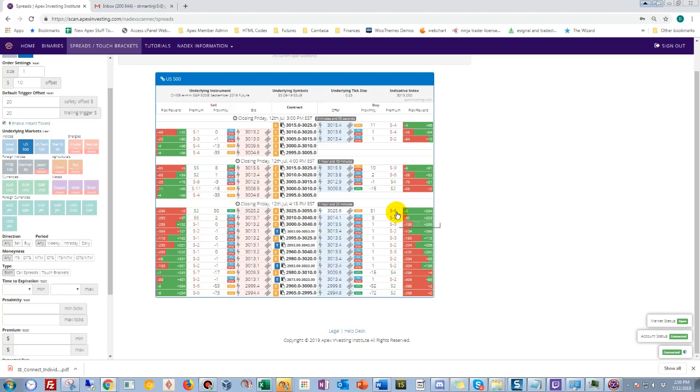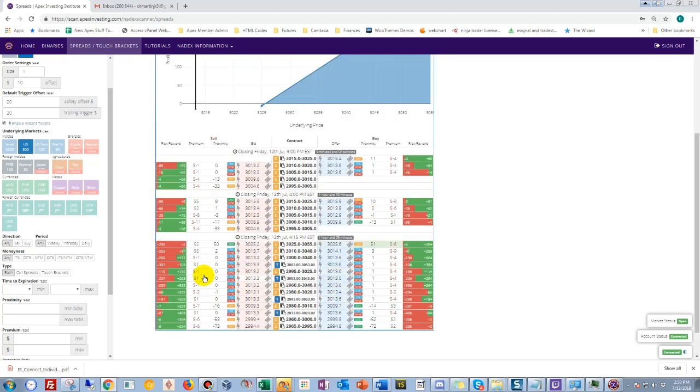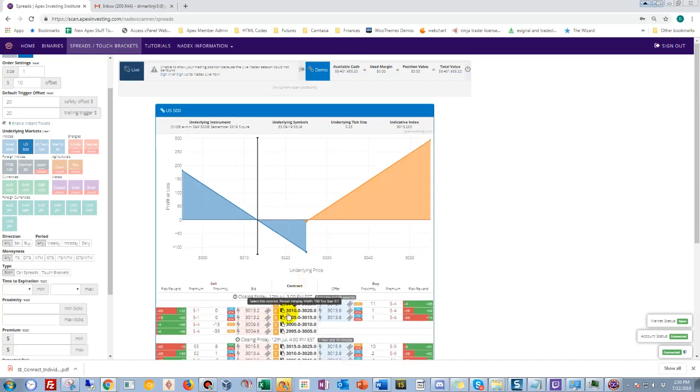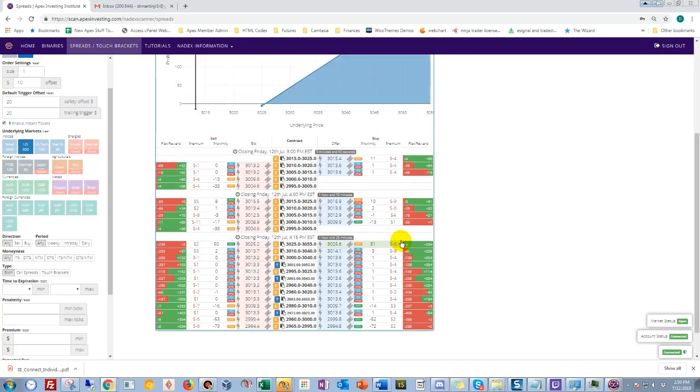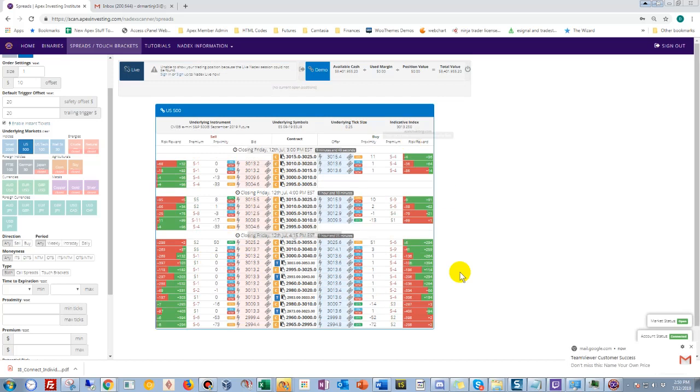You can end up putting together straddles and strangles over here. Iron condors, different iron albatrosses. So there's different positions that you can put together and analyze them really, really easy.